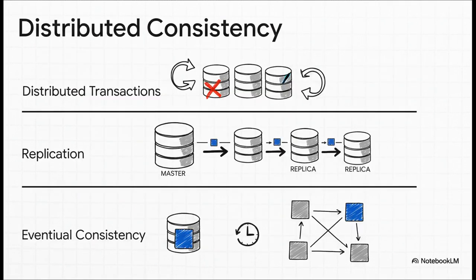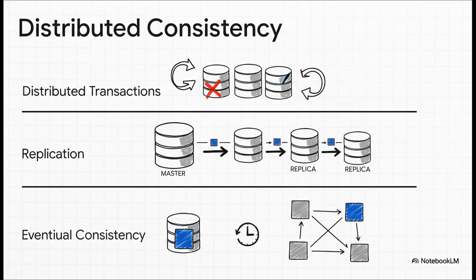Well, you've got a few key strategies. If you need an update to be absolutely all or nothing, you use distributed transactions, often with something called a two-phase commit. It's like all the databases have to vote yes before any of them are allowed to save the change. Then there's replication, which is all about keeping multiple copies of data in sync.